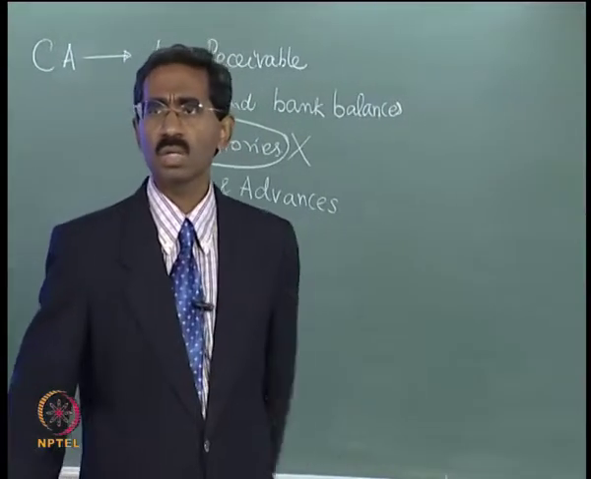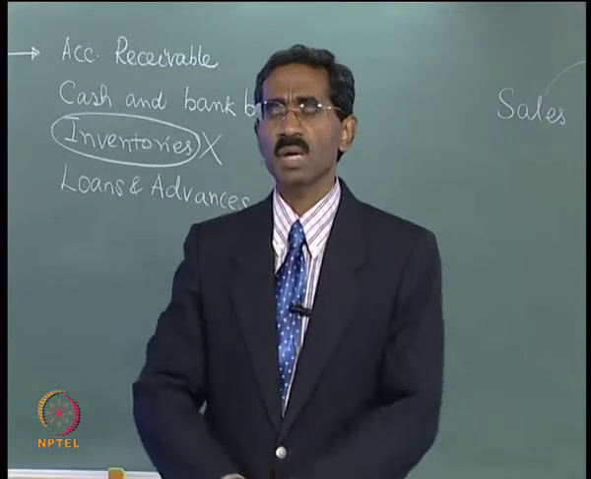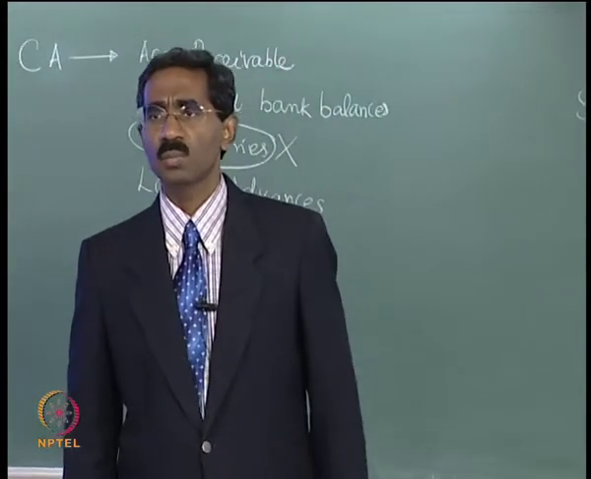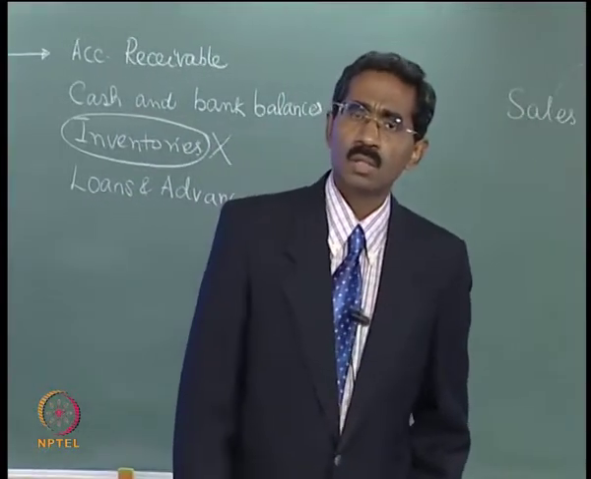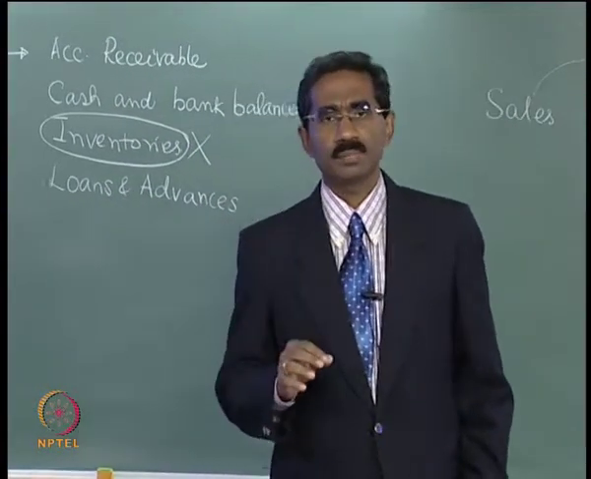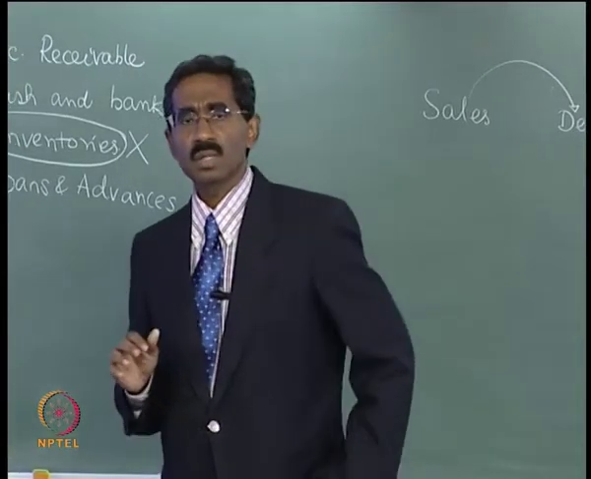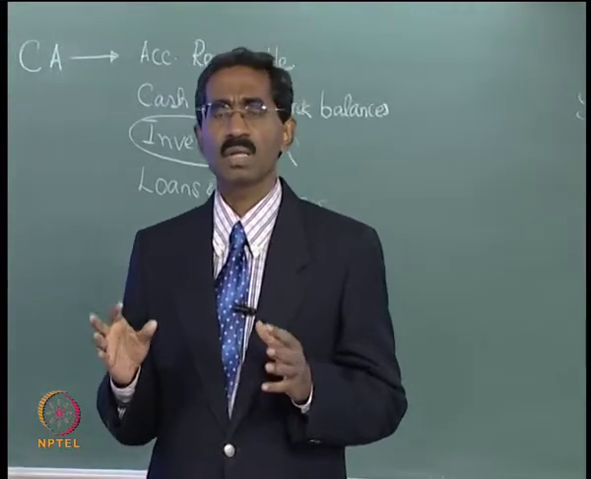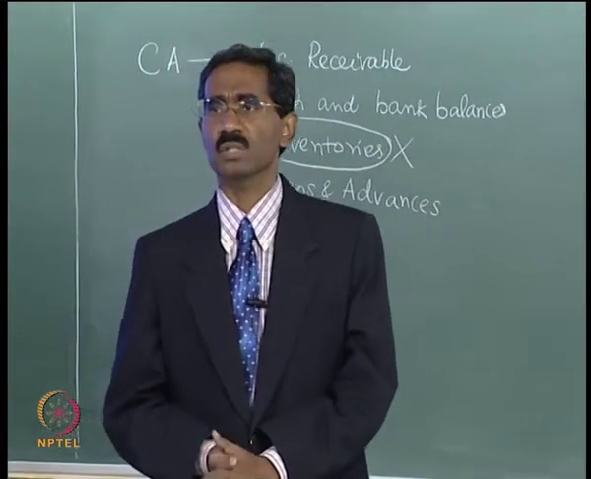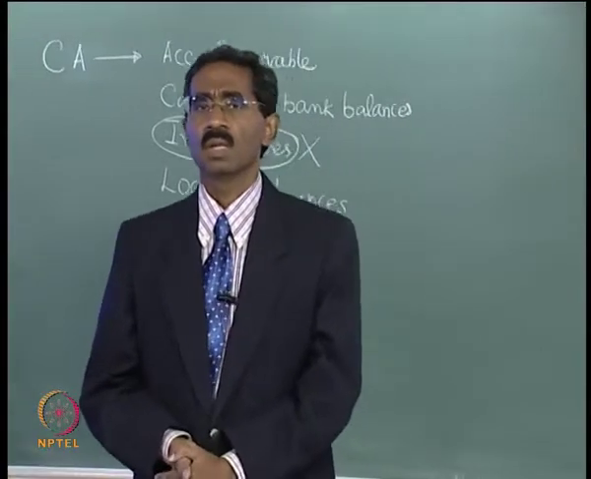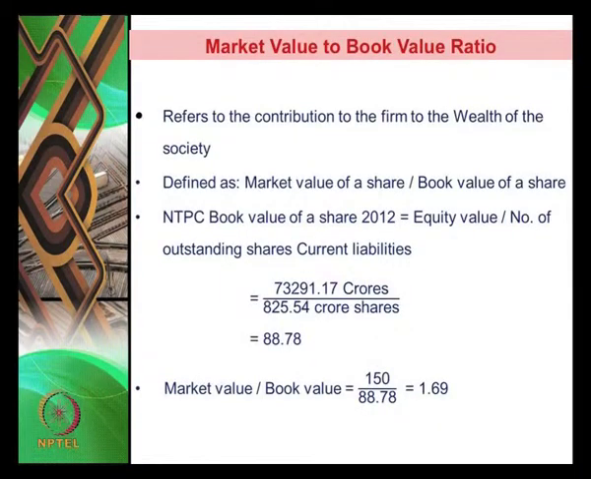So, how do we find out the market value to book value? It is simply the market value of a share divided by the book value of a share. The market value of a share is nothing but the market price, and the book value of a share is the total equity of the company divided by the number of outstanding shares. So, the total equity value is 73,291.17 crore, and if we divide it by the total number of shares, it is 825.54 crore shares.